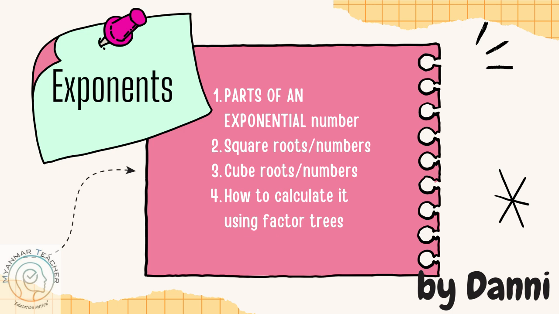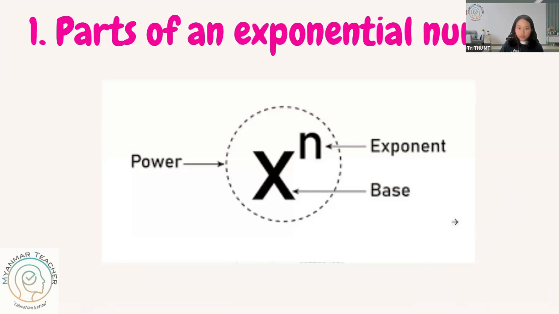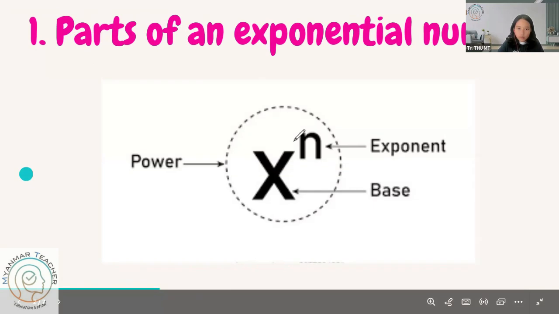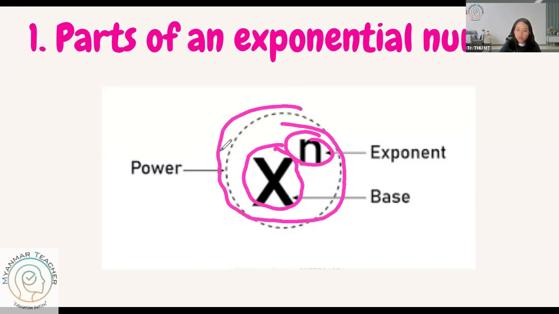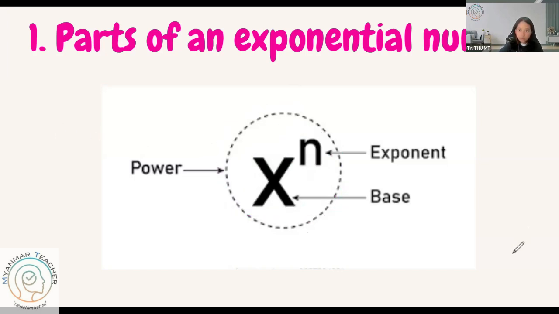So now we're going to start. Parts of an exponential number. The bigger number, which we're going to call x, because x is a variable and can mean anything, is called the base. The smaller number, which is n in this diagram, is the exponent. And the whole thing, that's why it's circled in dotted lines, is called the power. So those are the parts of an exponential number.